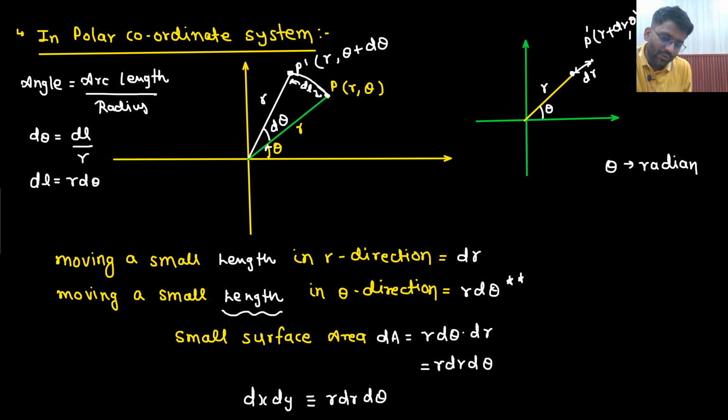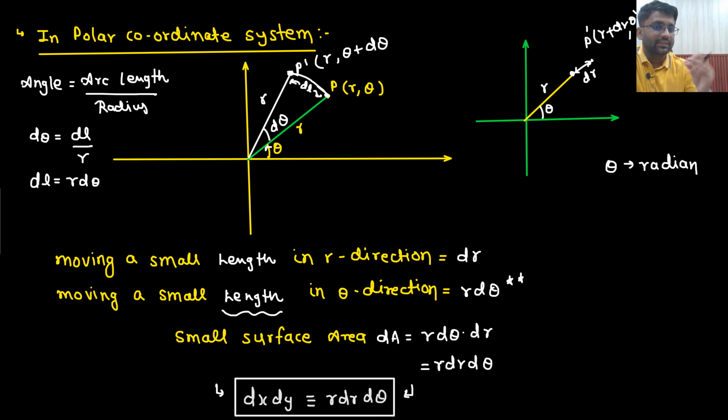Would you be able to remember this or not? Is that clear to you? This is the confusion with a lot of students. They get confused here a lot, asking how dx dy is replaced with r dr d theta. Now is that clear to you?